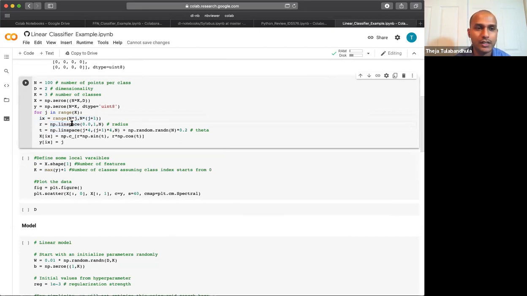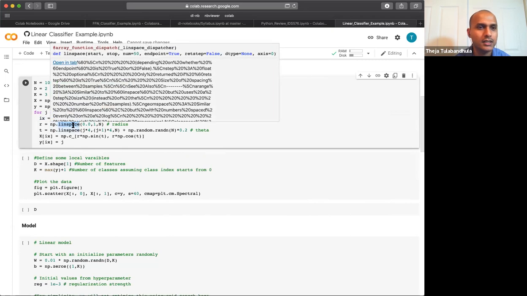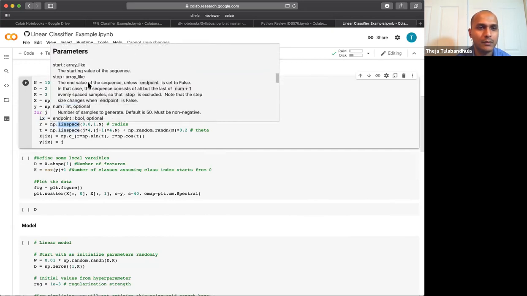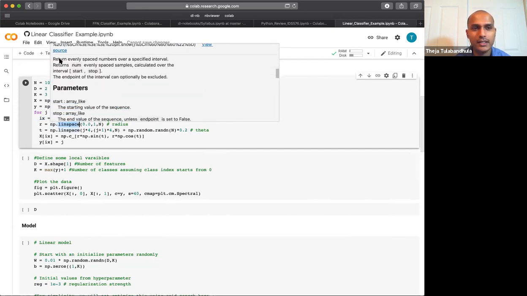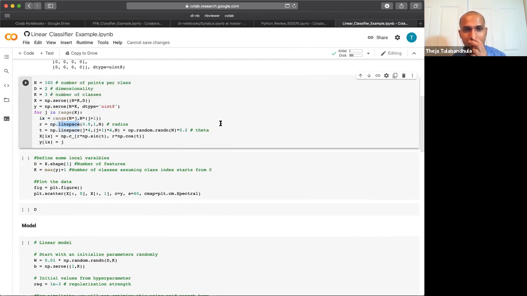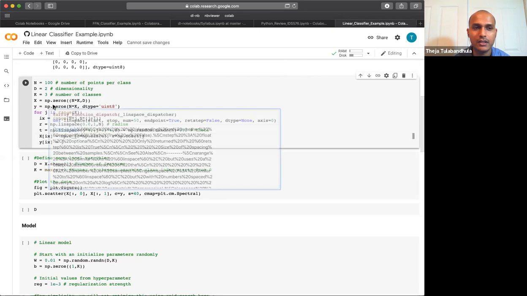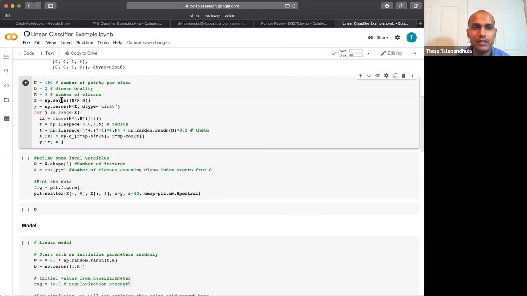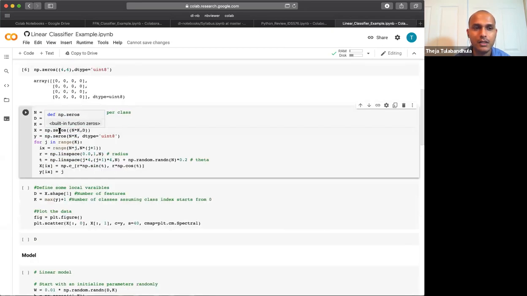Actually, on Colab I think you can see the function definition just by hovering on it. It says here, return evenly spaced numbers over a specified interval. Hopefully that will help you understand what each function call is doing, linspace or even zeros. Oh, it's a built-in function, not much definition. For linspace, there's some definition there.